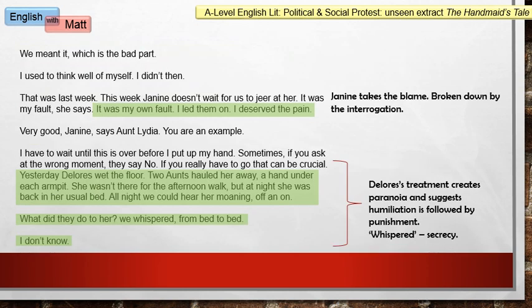Moving on, JANINE actually becomes so broken down by this ceremony that she ends up saying "it was my fault, I led them on, I deserve the pain." So she has been broken down by this quite harsh and grotesque form of interrogation.